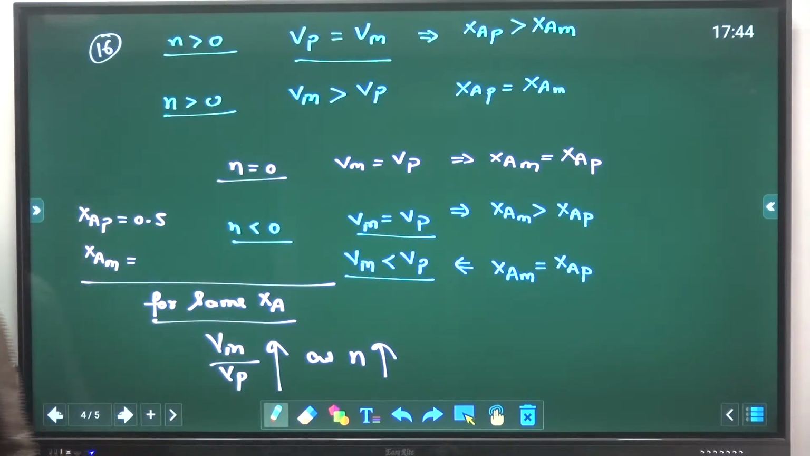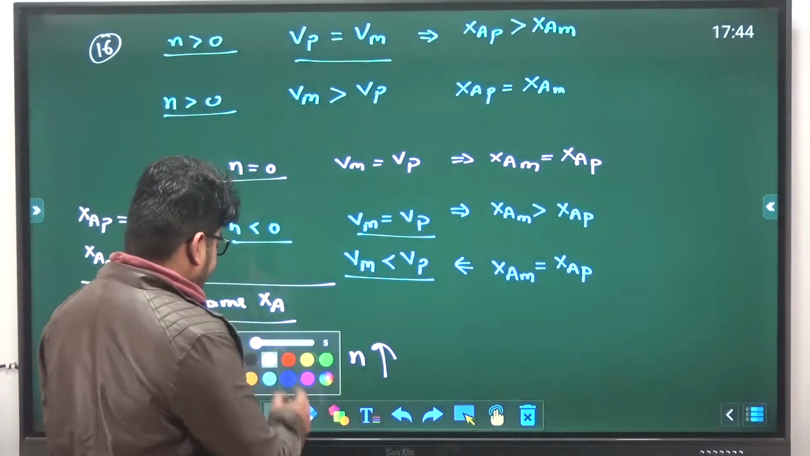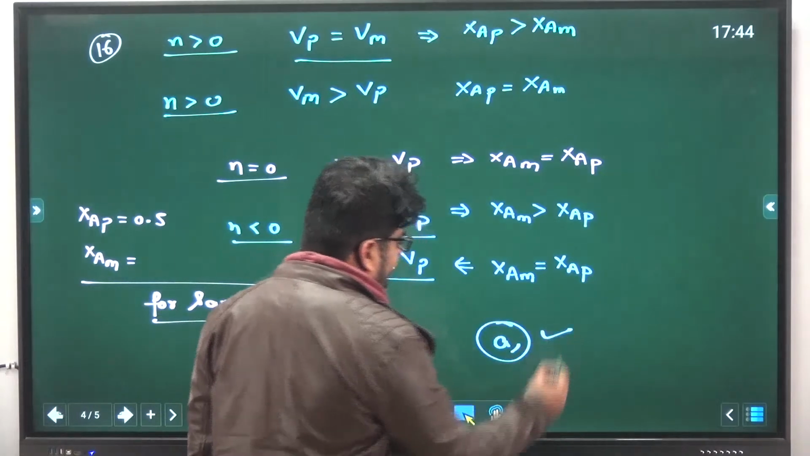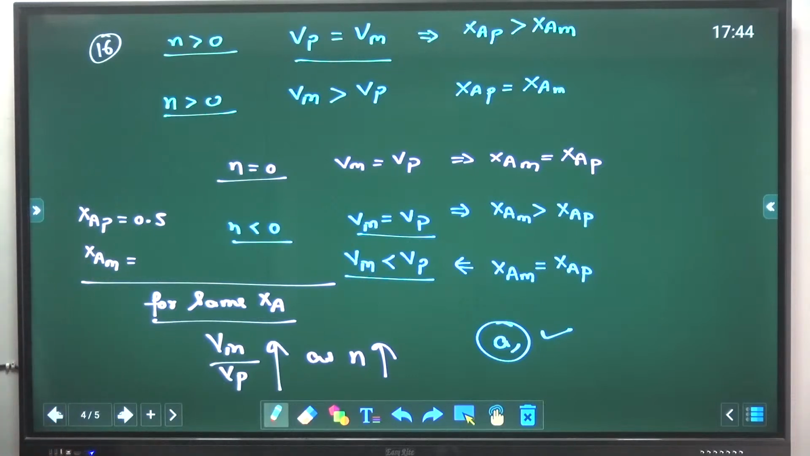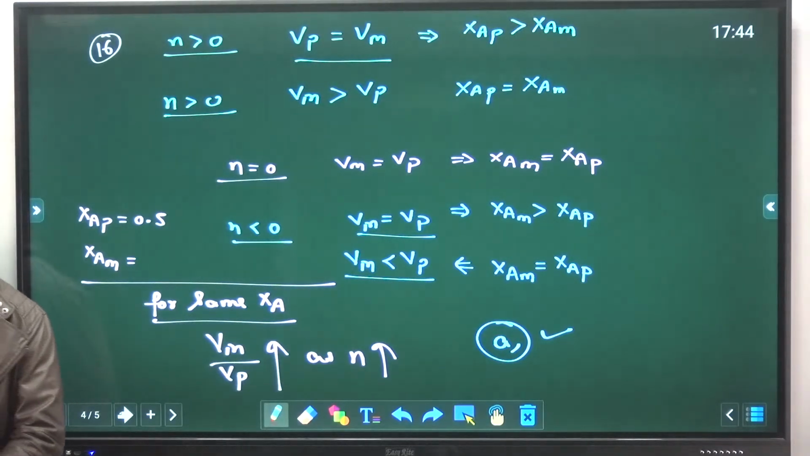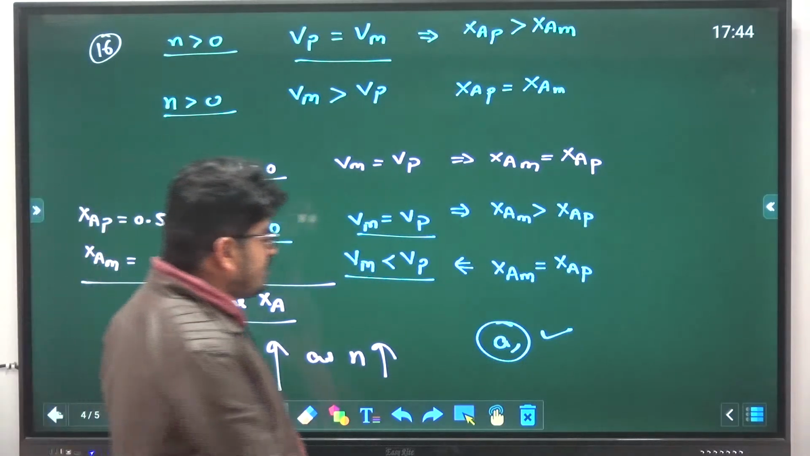Okay, so in question number 16, you can see first option, MFR will have more than 50% conversion if order is less than 0. So that's the correct answer. Correct. MFR will give higher conversion for negative order reaction as compared to PFR of same volume. And second option, if order of reaction is positive, then conversion will be less than 50%. That is also correct.